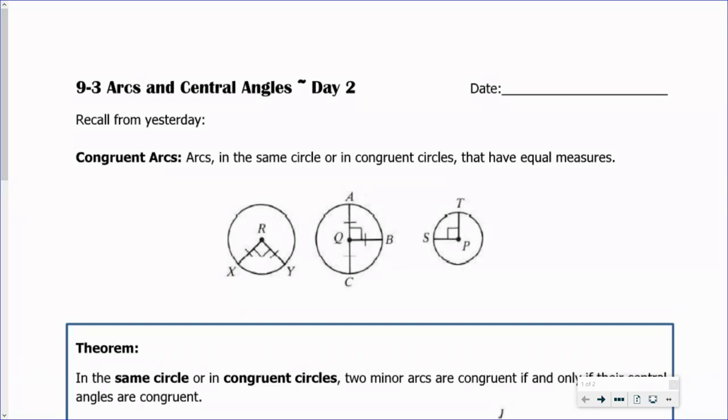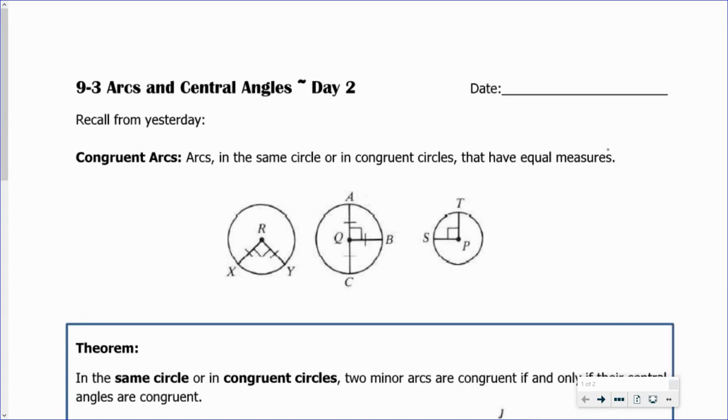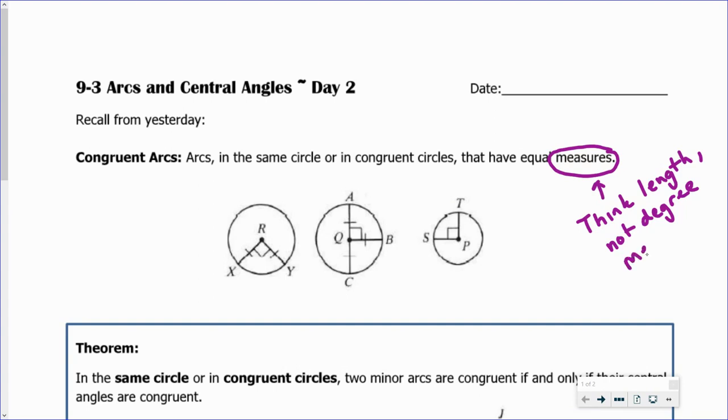Okay, so remember that congruent arcs are arcs in the same circle or in congruent circles that have equal measures. Now, for this definition, really what I want to focus on is the word measures. Here, I want you to think length and not degree measure. And I'm going to elaborate on that in a second. All right, so let's focus our attention on the diagram.